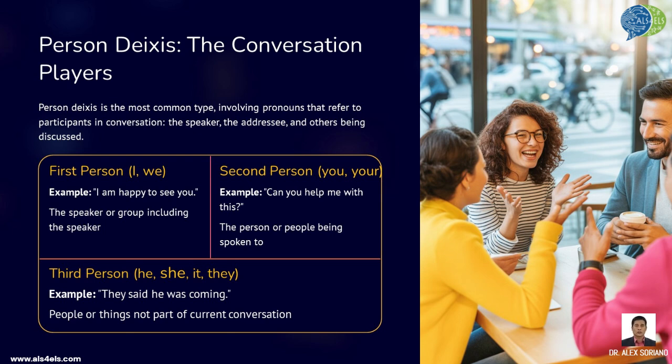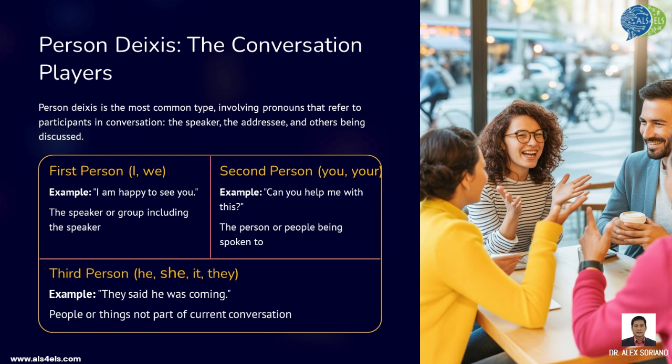Person deixis is probably the most common type we use every day. It involves pronouns that refer to the people in a conversation: the speaker, the person they're talking to, and anyone else being discussed. First person: words like I and we. These refer to the speaker or a group that includes the speaker. For example, in the sentence, "I am happy to see you," I is the first person.